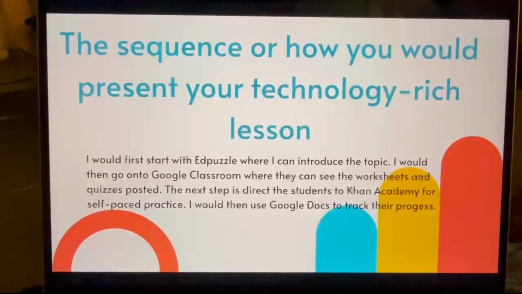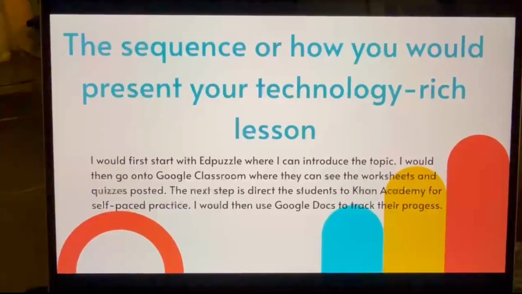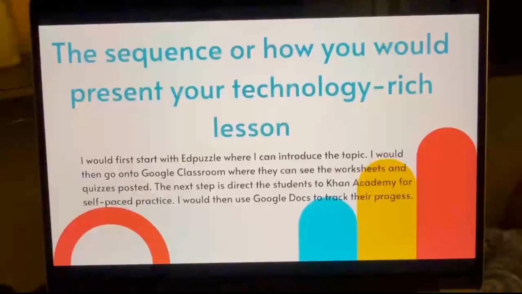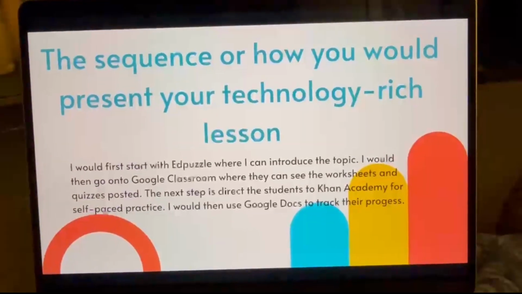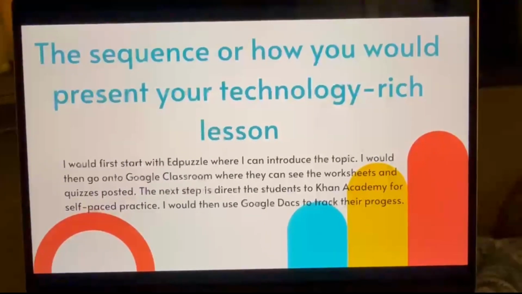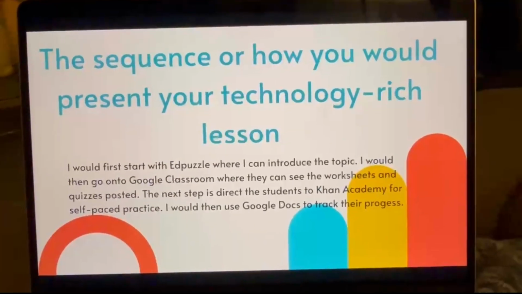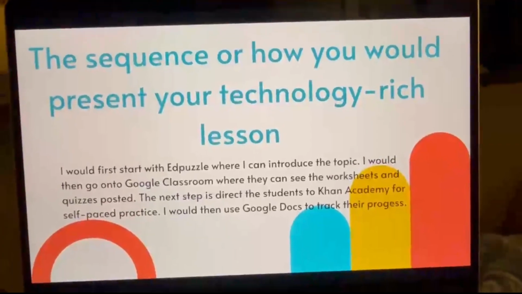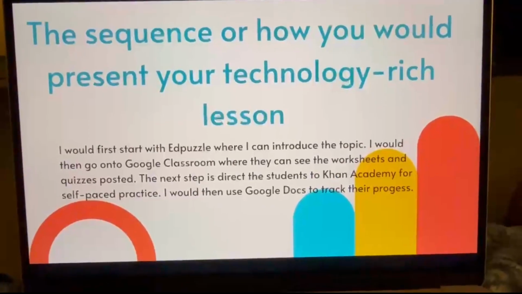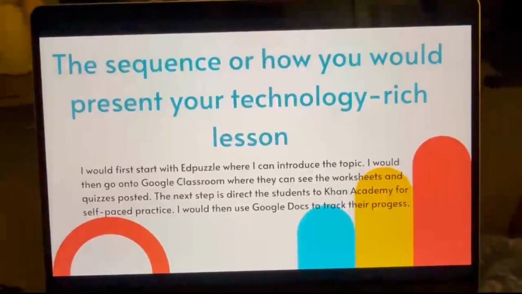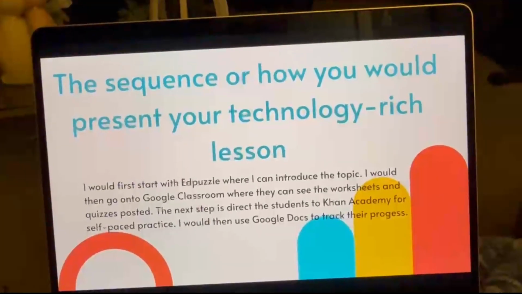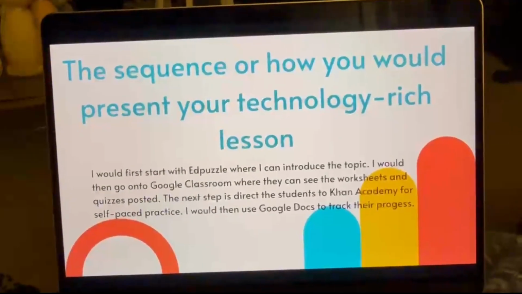The next step I would direct the kids to is Khan Academy for self-paced practice. Having that self-paced, they don't have to be stressed about other students learning while they don't know it. So having Khan Academy there will help them with that. I would then use Google Docs to track their progress. I would put questions on a Google Doc that I would submit on Google Classroom, and they would have to do it, and I can see their progress without really pointing it out to them. And I can also write on their paper saying you would need to work on this.